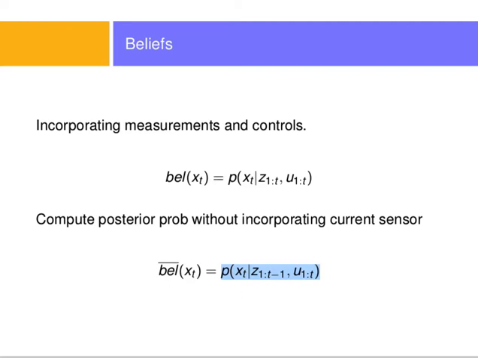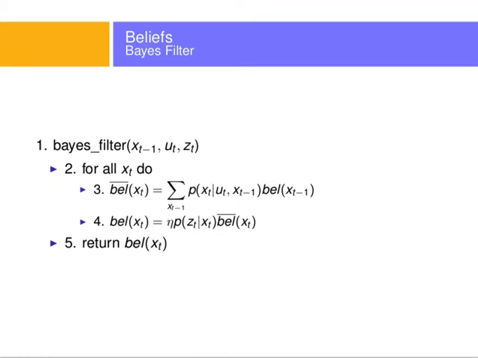So, at every xt, I'm going to do the following. There's going to be a little function called Bayes filter, and the input will be the previous belief, whatever my action was at time t, and whatever the sensor input was at time t. And the algorithm goes like this. For all of the xt's, do the following.